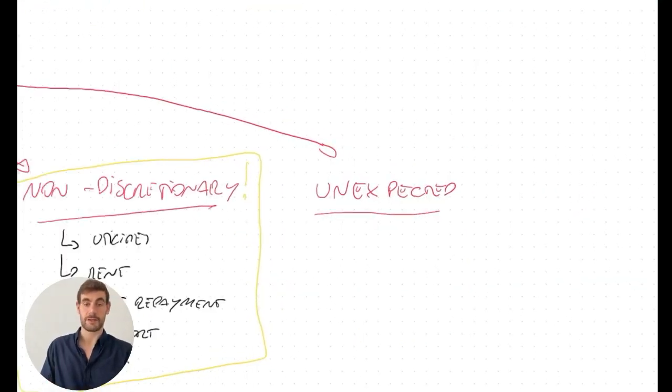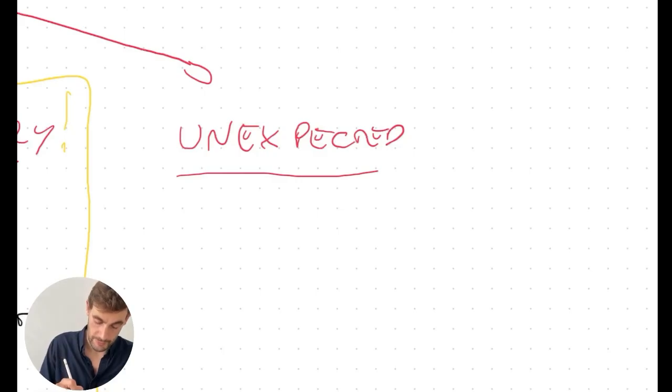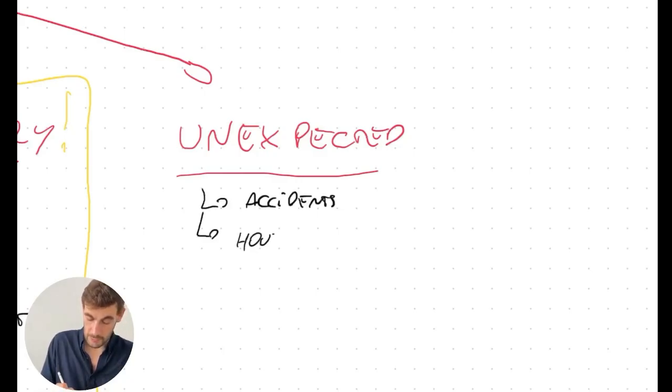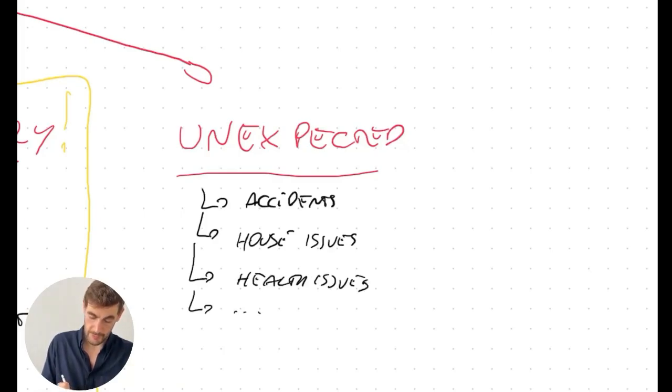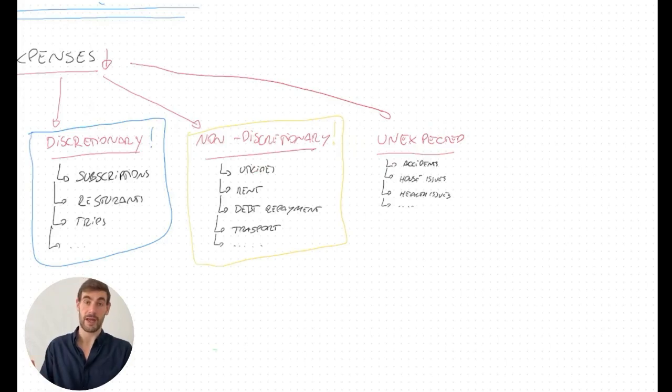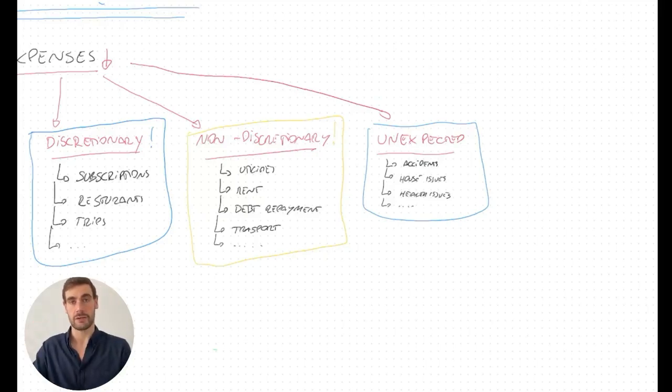In terms of unexpected expenses, we have, for example, accidents, house issues, health issues, etc. So these are all those expenses that we cannot really forecast, but we can protect ourselves against these kinds of expenses by using insurance or having a cash account that can cover them when they occur.